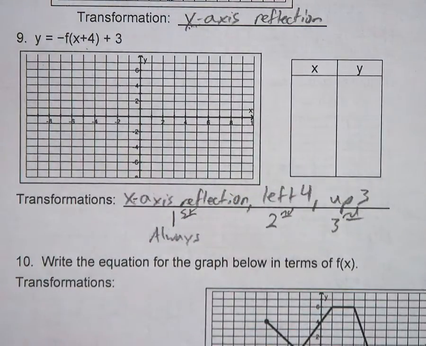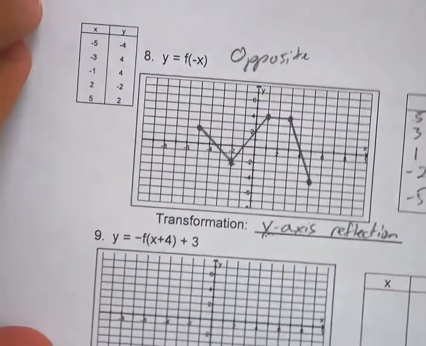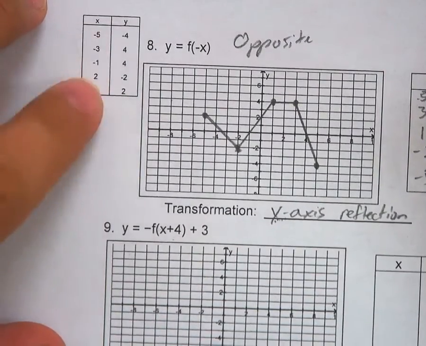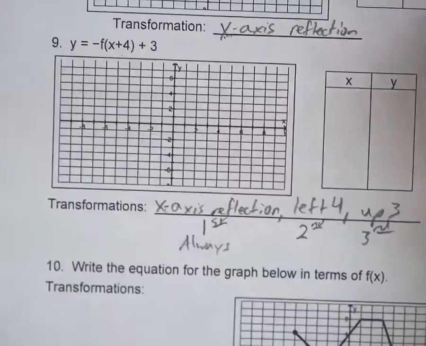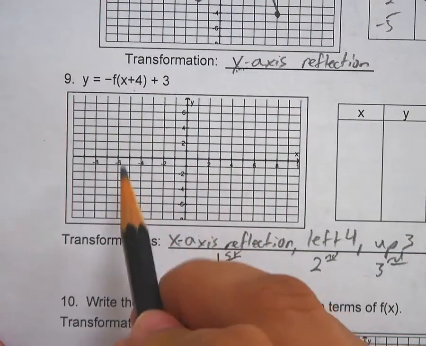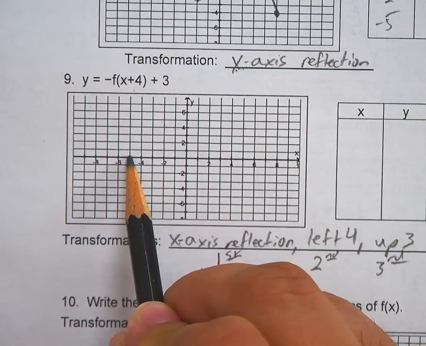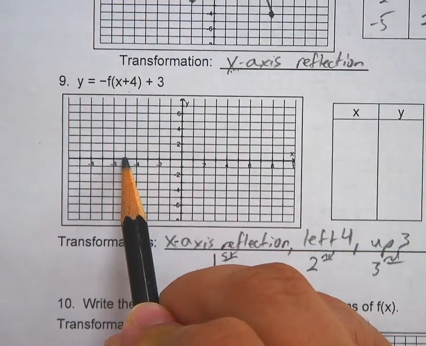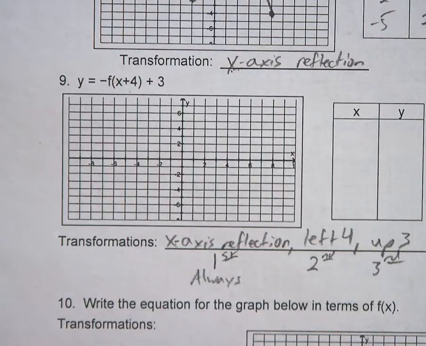X-axis reflection. So I'm going to take my original points, which if you don't remember, they're right up here. So my original x value was -5. I'm going to do an x-axis reflection. Now an x-axis reflection reflects what? It reflects the graph across the x-axis. So what is that really changing here? The x-axis reflection is changing my y values.